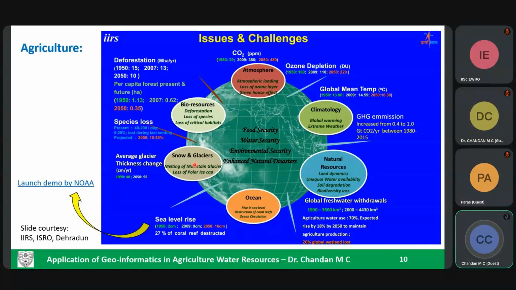which is already reported in many of the literatures. And also we have the CO2 pollution levels, and that is depleting ozone layers. Global mean temperature is increasing. Many of the studies with respect to the land surface temperature and urban heat island have already been dealing with these aspects.